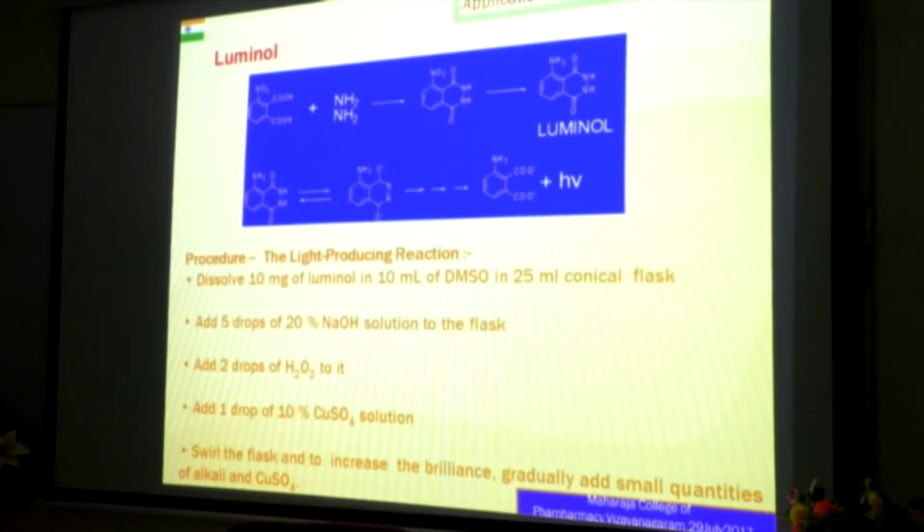How do you make it? Start with nitrophthalic acid. You condense it with hydrazine and you get this heterocycle. Then you reduce the nitro group to NH2, and it becomes luminol. So here is the procedure: 10 milligrams of luminol in DMSO, in 25 ml of water, with 5 drops of sodium hydroxide. You can adopt this procedure. You can even Google it. If you search Google for luminol chemiluminescence, you get all this data, and then you can see the process.